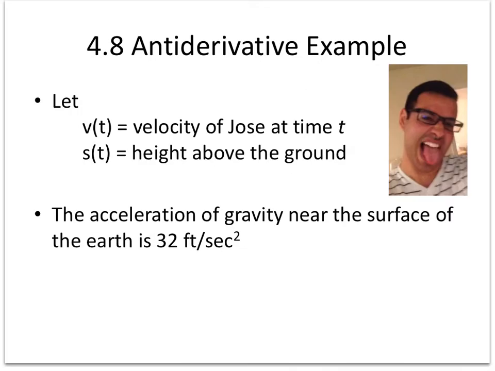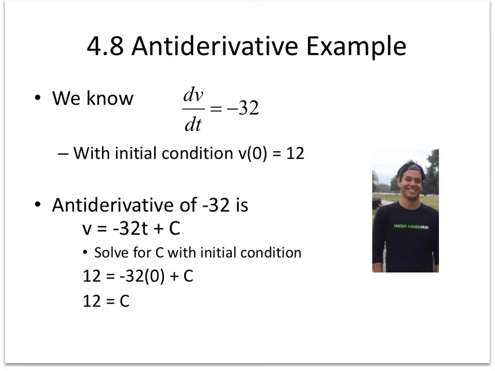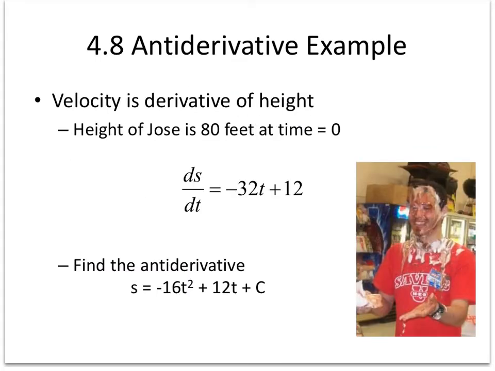Alright, so let v of t be the velocity, s of t be our position function, or height above the ground. The acceleration of gravity near the surface of the earth, we know this, 32 feet per second squared. So we know this is negative because of course he's falling out of the balloon. And so our initial condition was given, our velocity at time 0 was 12. To find the antiderivative, and this is our acceleration of negative 32, would be negative 32t plus c. Using this initial condition, I can solve for c to get my actual velocity function.